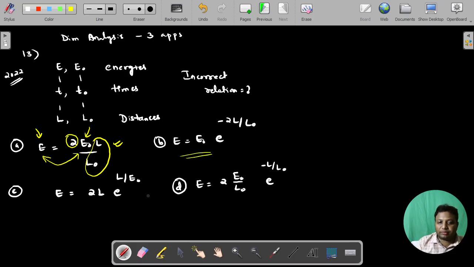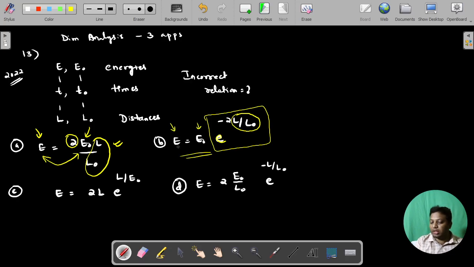And see this one, exponential. What do you have in the power? L by L naught. L by L naught is dimensionless. That means this part is dimensionless in the equation, and these two are energies only. The dimensional formula of the left side part of the equation and the right side part of the equation are the same. There is no problem here.